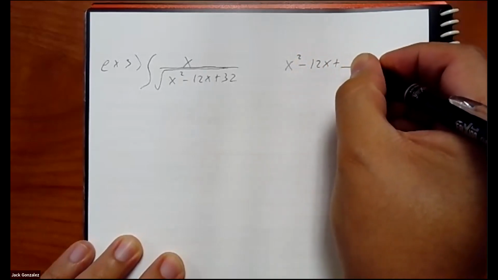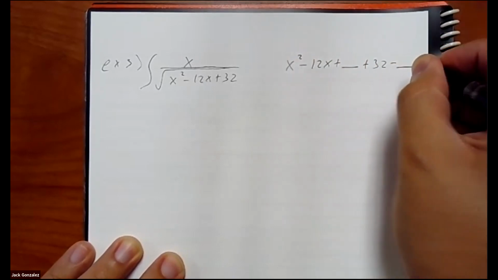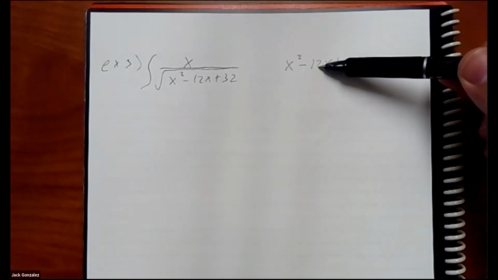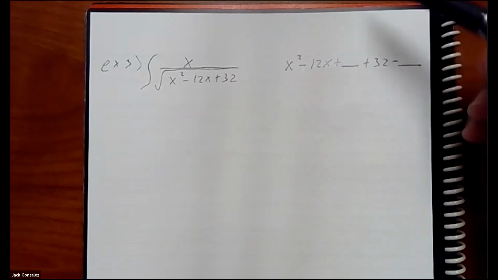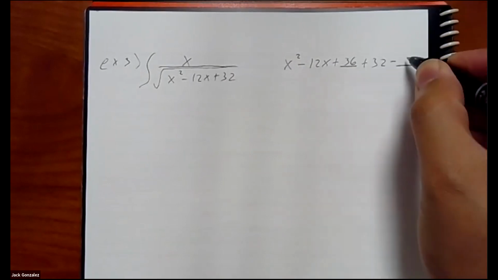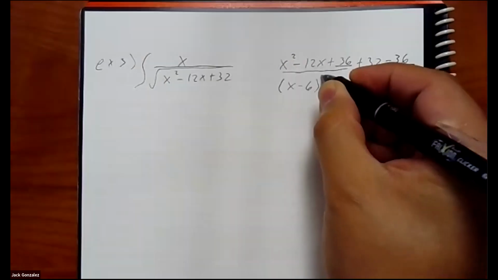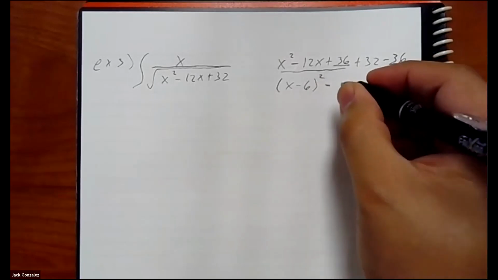I add some special number right here and then subtract that same number. That number is half of the b term squared. So half of 12 is 6, squared is 36. So I'm going to add 36 and then subtract 36, to maintain balance, right? This is now a perfect square, so it'll factor as x minus 6 squared. 32 minus 36 is negative 4, right?